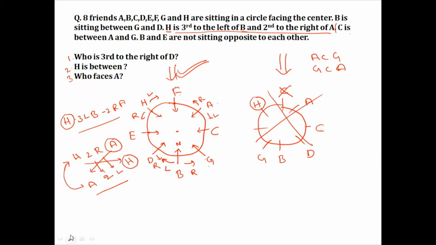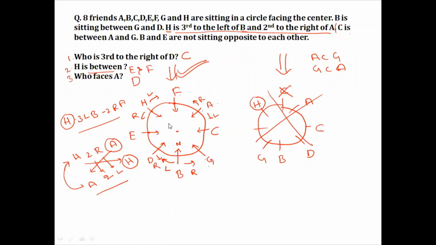So the answer for the first question is C. Next, H is between. Here the question doesn't say second to the right or third to the right. Between means we can consider immediately between. So H is between E and F. And who faces A? That is D. So the first question answer is C, the second question answer is E and F, and the third question answer is D.